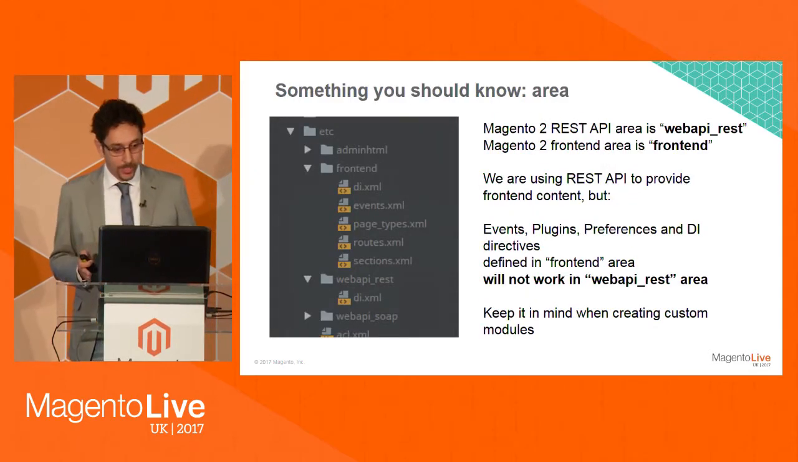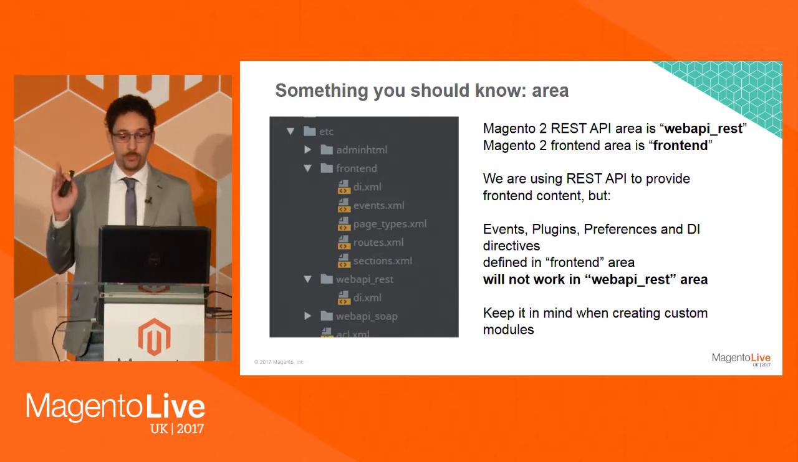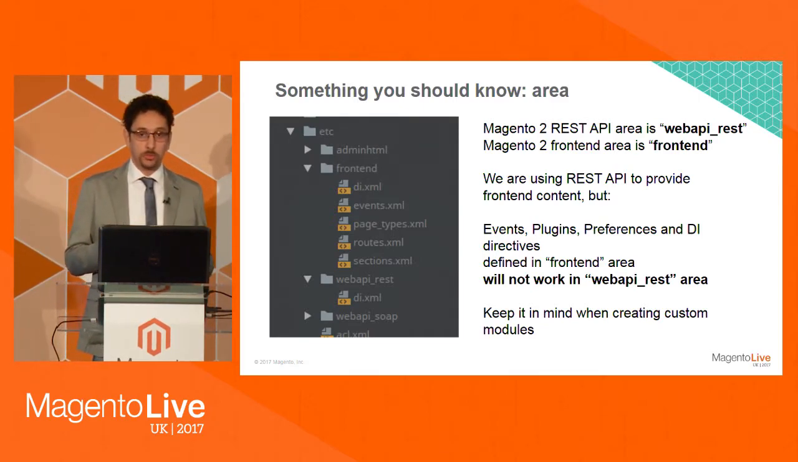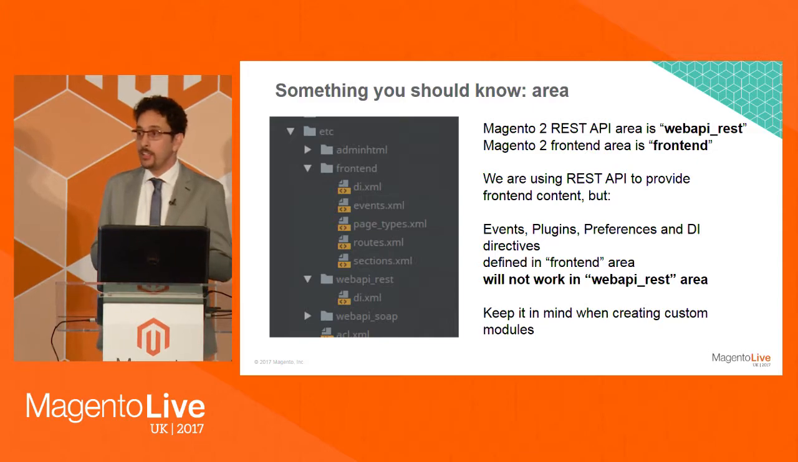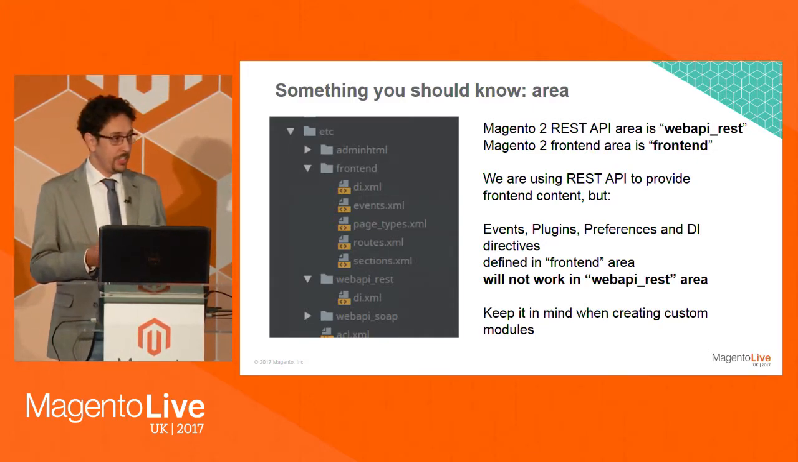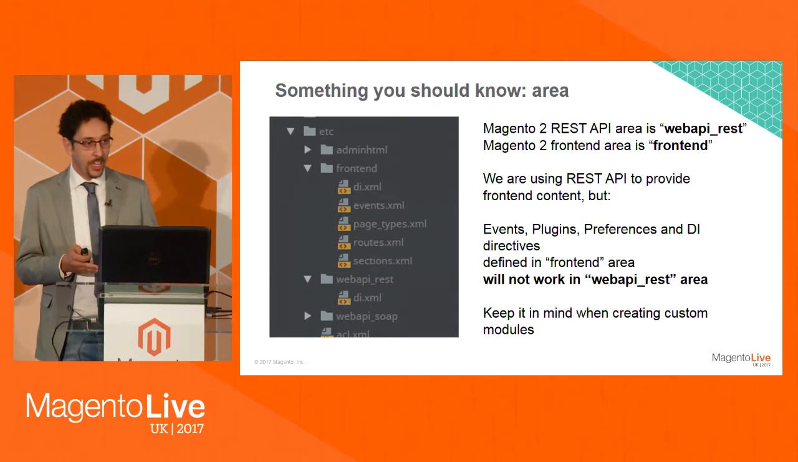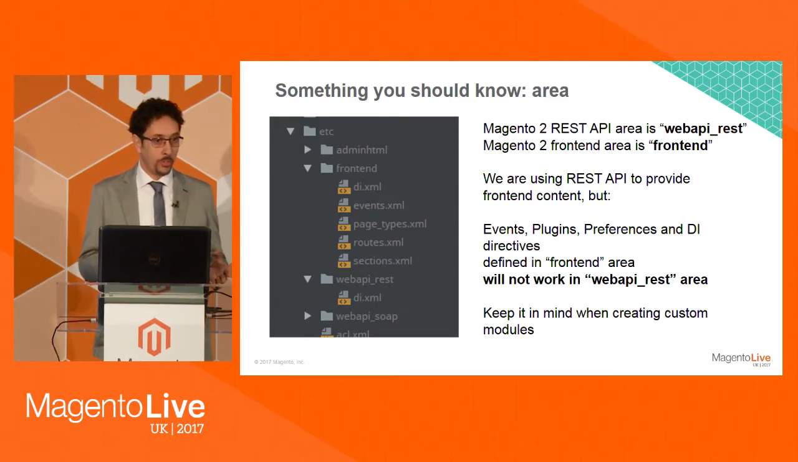Here goes the code. Okay. First thing you should know about areas. You know that Magento 2, as well as Magento 1, is divided into different areas. One area could be, for example, front-end, and another one could be admin HTML. So when you want to create a custom module, you have to specify for which area this module will work.